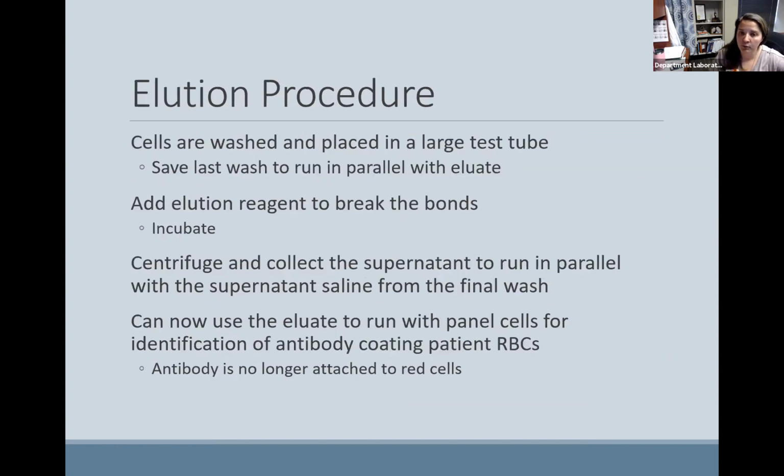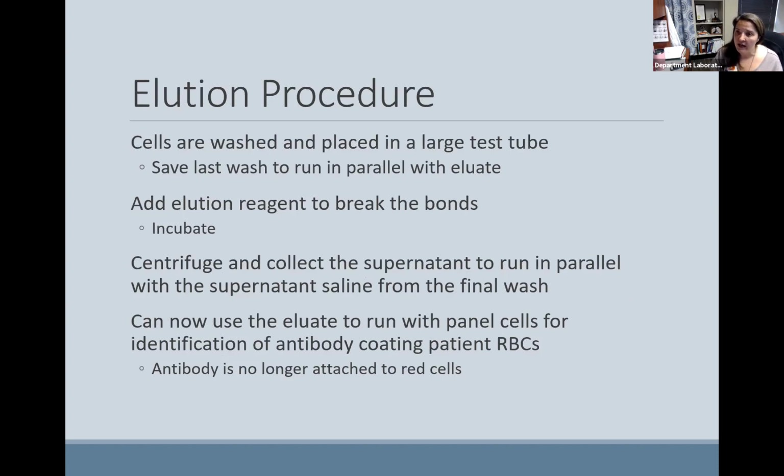So the elution process, what's going to happen here is you're using patient cells. I want you guys to understand that's what you're testing, patient cells. You want to make sure that you wash these. Usually you'll do about 4 to 6 washes. We want to make sure we remove any unbound antibody. The only thing we're concerned with in elutions is what's coating the cells. So we perform these series of washes to make sure we remove any unbound antibody.